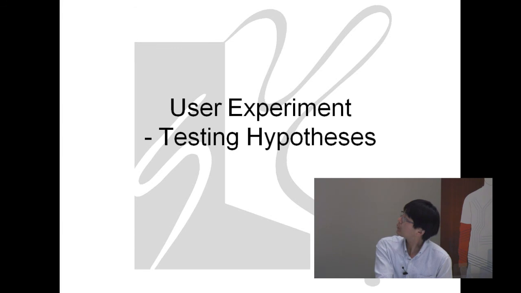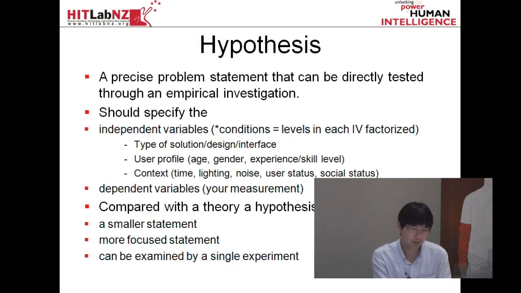Let's start with a little more detail about how to plan for your user experiment. In essence, a user experiment is all about testing your hypothesis. So first of all, when you plan for a user experiment, it's important to identify or define your hypothesis before you start anything else. A hypothesis is a precise problem statement that can be tested through an empirical investigation.